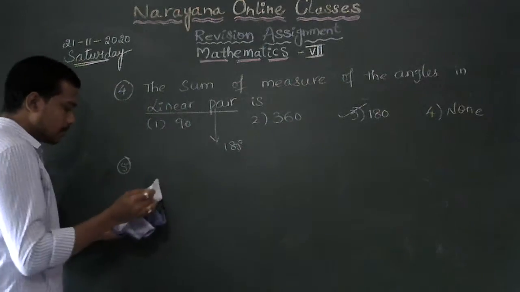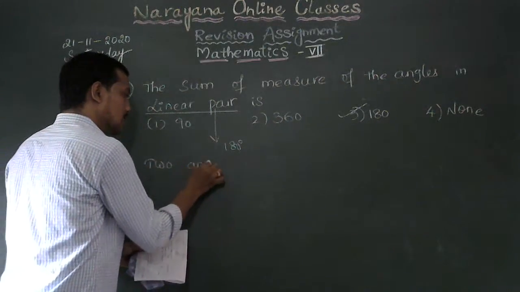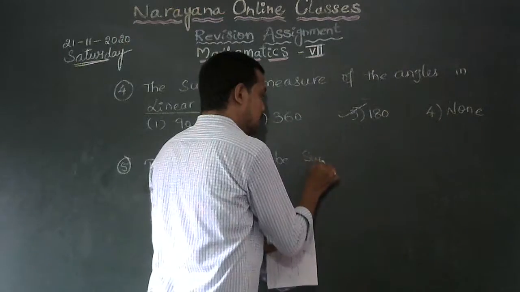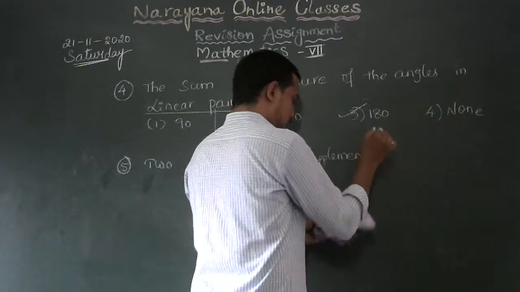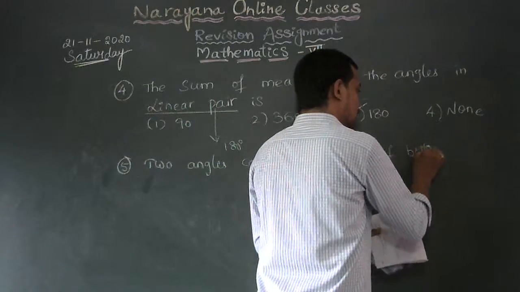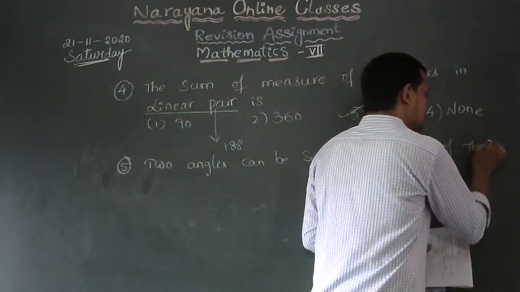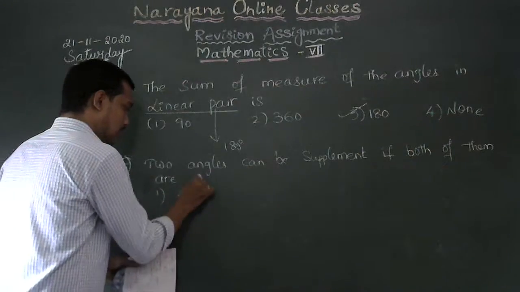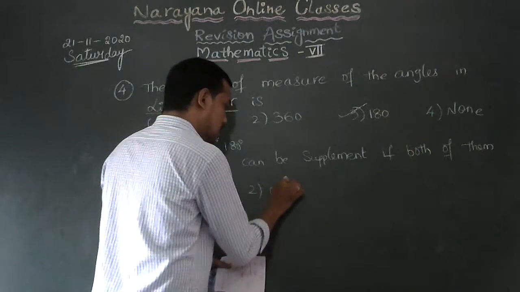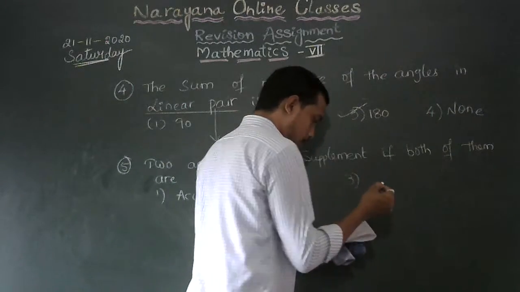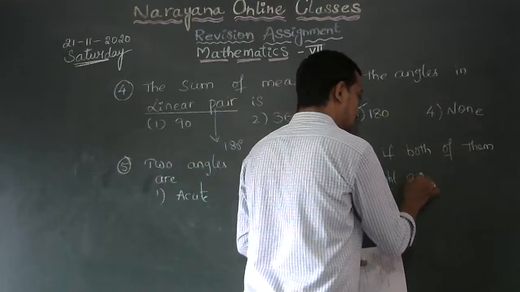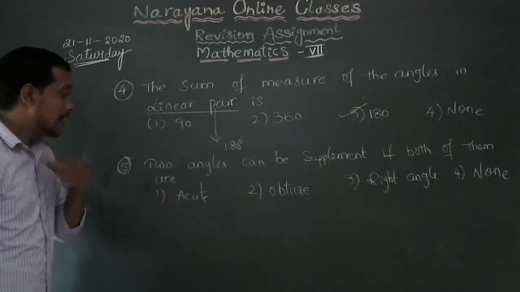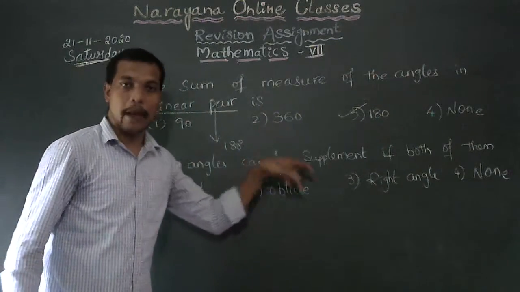Now fifth one. Two angles can be supplementary if both of them are: first option acute, second option obtuse, third option right angle, fourth one none.